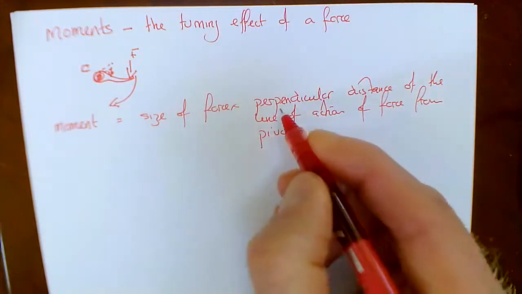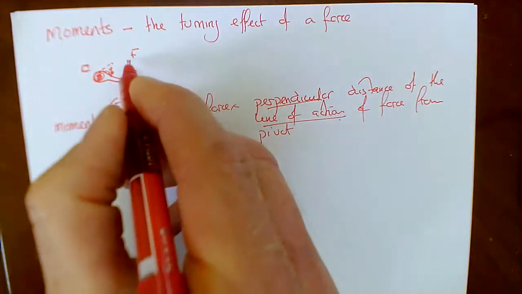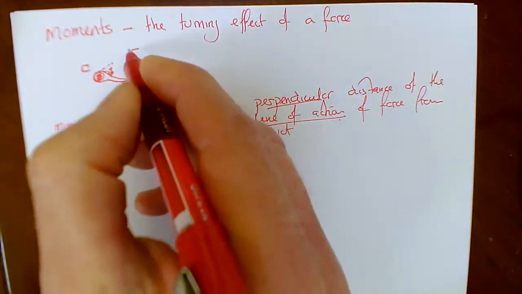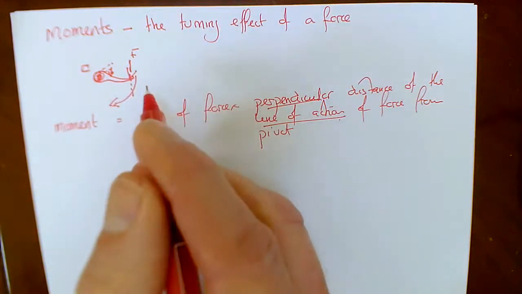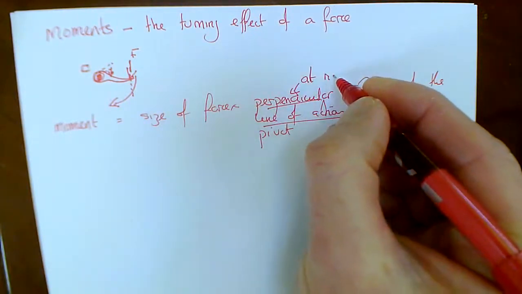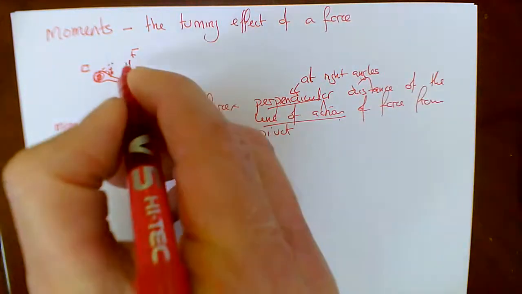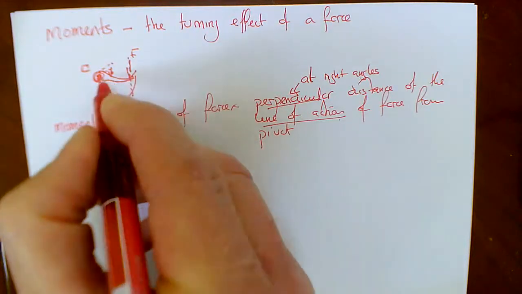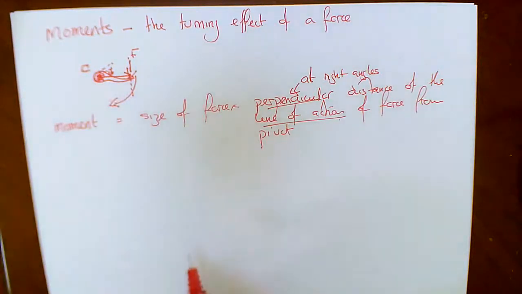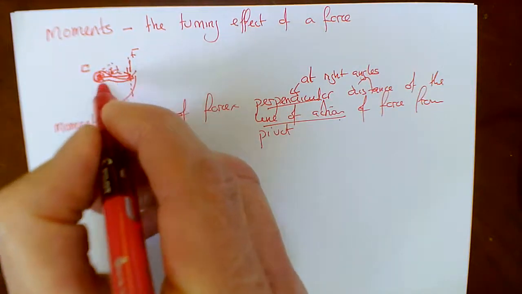So what do I mean by perpendicular and what do I mean by line of action? Well, line of action is really easy because here's the force and there's the line along which the force is acting straight down here. Perpendicular, well, this means at right angles to. It's an old word for at right angles. So the line of action is here. The right angle distance, well, that's there, right? So the moment would be F times D.